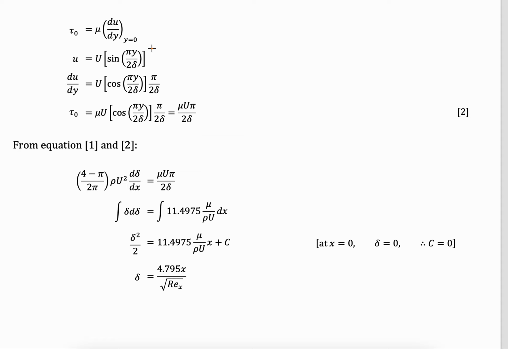And then this is the equation from Newton's law of viscosity. Please make sure that you substitute the value of y equal to 0. Then we could get tau is equal to mu U pi over 2 delta. Then we equalize equation 1 and equation 2. So we could have this one, and we do the integral for both sides. We could get delta is equal to 4.795x over square root Reynolds number.